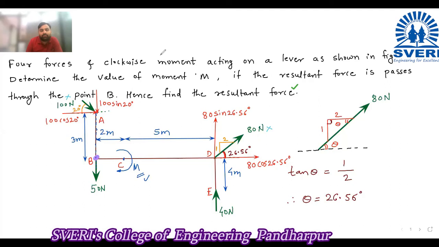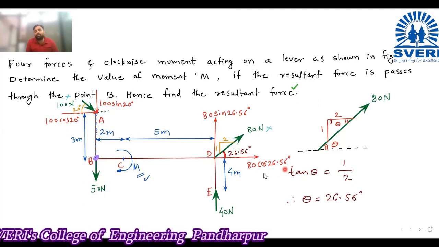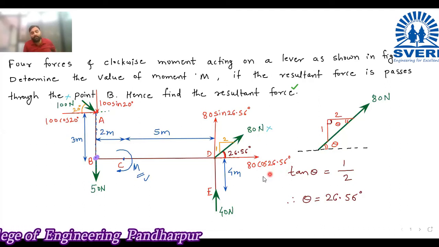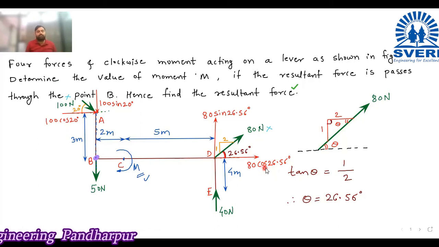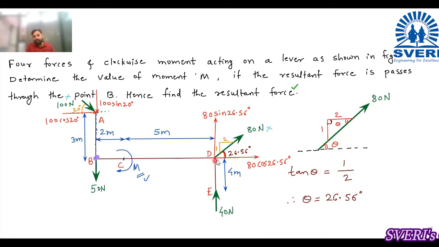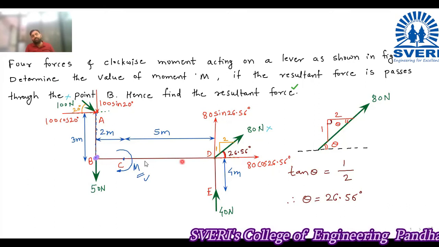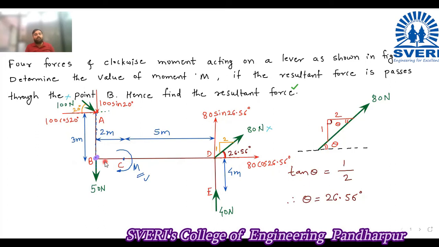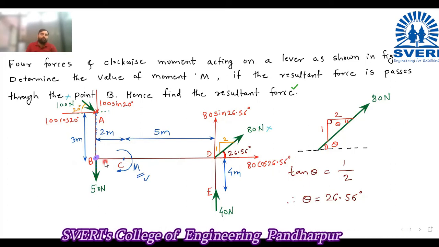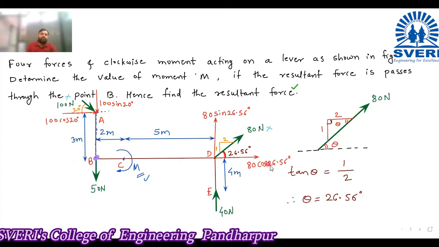Next force is this 80 cos 26.56. What is the moment of 80 cos 26.56? Zero. Why is it 0? Because it is acting over here, but if you extend its line of action, it will pass through point B. So its perpendicular distance will become 0. That is why its moment is 0. So this force will become 0.